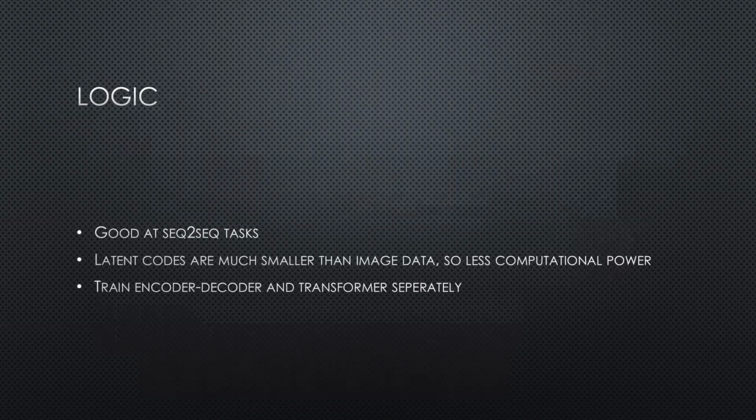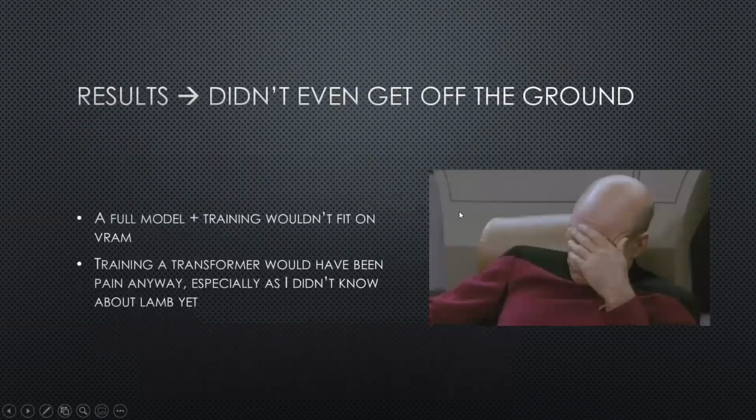So essentially a transformer would act in the latent space. And yeah, this is my logic: good for sequence tasks, and latent codes are much easier to process. And I could train the encoder and decoder separately. Problem was, it wouldn't even fit on VRAM when I tried to train it. I probably could have done a simpler version of the encoder decoder and maybe got away with that. But in any case, I realized transformers were quite hard to train. So I basically gave up on attention mechanisms at this point.